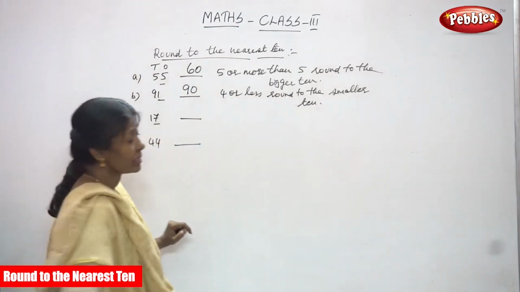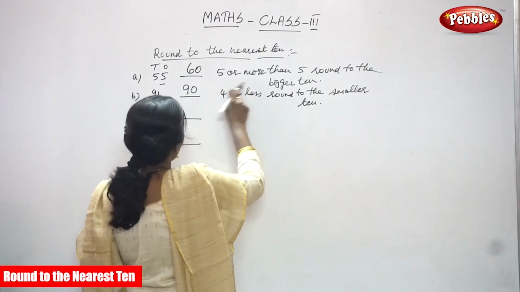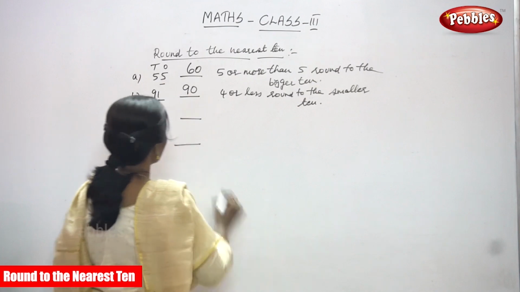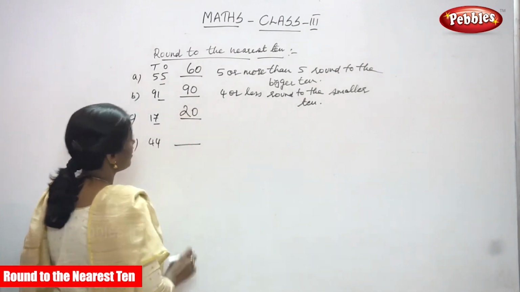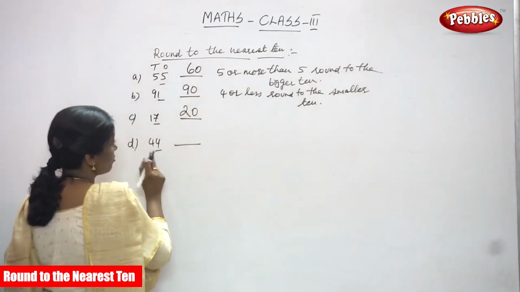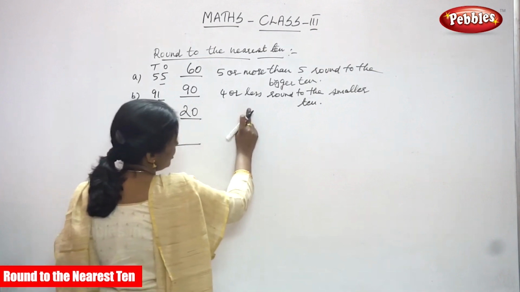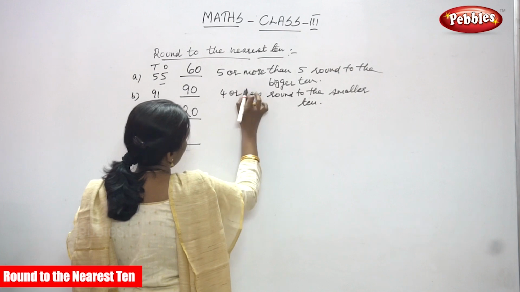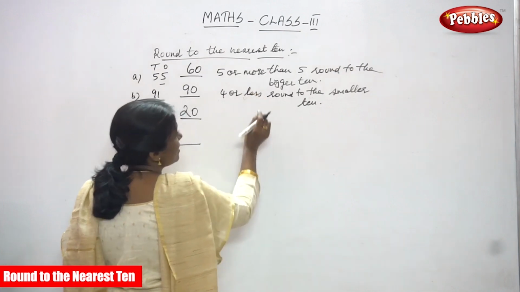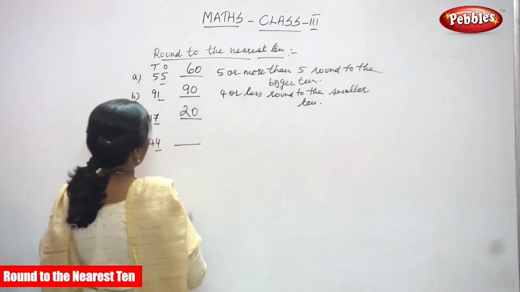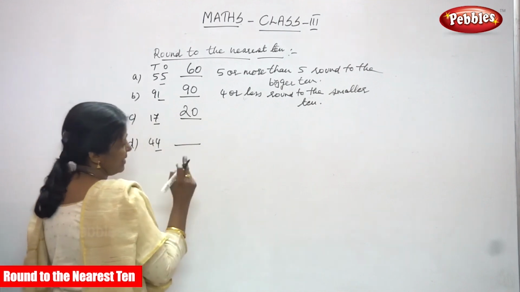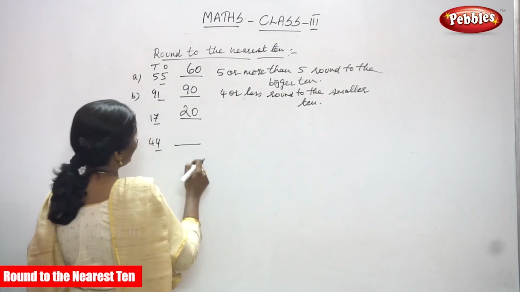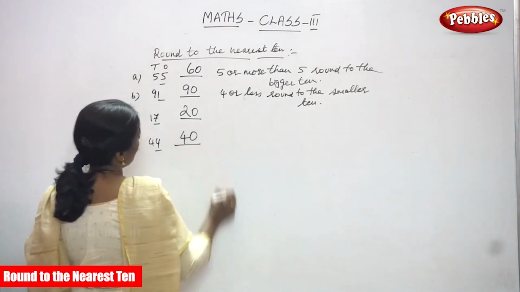So the same second rule applies. If the ones digit is 5 or more than 5, round to the bigger 10. That means 20. Okay, 44. What is the number in the ones digit? 4. First rule, 4 or less. If the ones digit is 4 or less, round to the smaller 10. So the answer is 40.